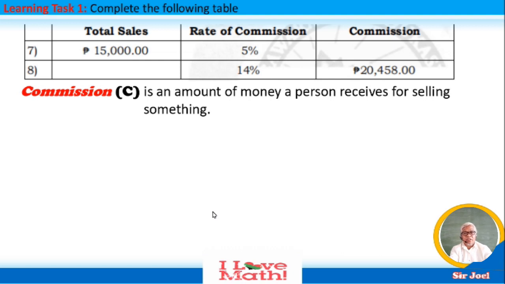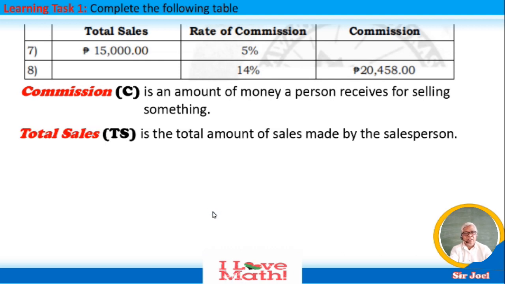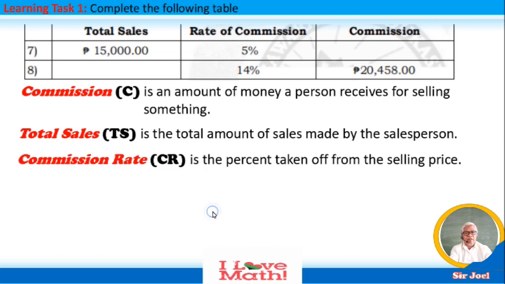Okay? Tapos, total sales, TS, is the total amount of sales made by the salesperson. Yun yung presyo, yung total sales. And commission rate or CR is the percent taken off from the selling price. So that is our commission rate. Now, how can we compute commission? C is equivalent to TS times CR, or commission equals total sales times the commission rate.